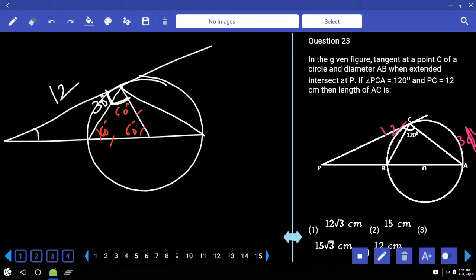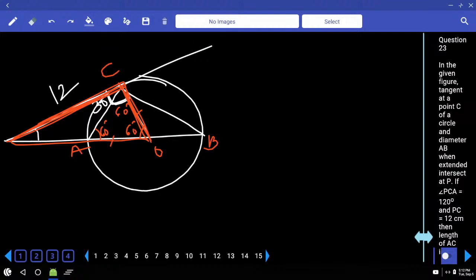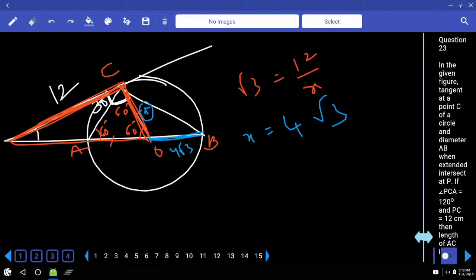Understood or not? ఇప్పుడు మీరు చెప్పండి, ఇది 60 అయితే in this right angle triangle, what should be, for example, this is COAB. What is the length of CO? If you apply tan 60, root 3, that is 12 by x. I am considering this is x, isn't it? Therefore x equal to 4 root 3. If it is 4 root 3, this will also be 4 root 3.